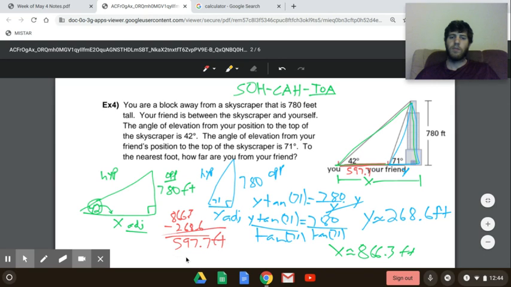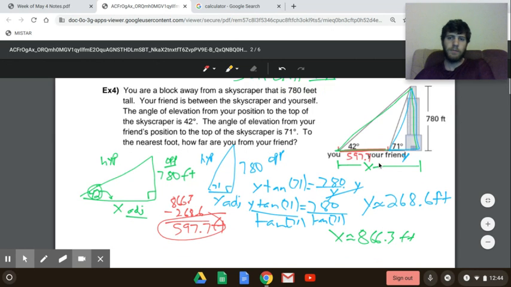So you had to find the whole base using the big triangle, that was X. You had to find the small base of the blue triangle here, which we called Y. Once you had X and Y, you could find the difference there, and then that would be how far you were standing from your friend.